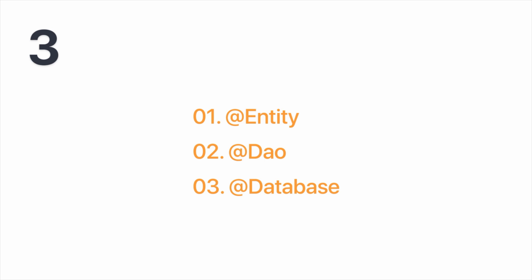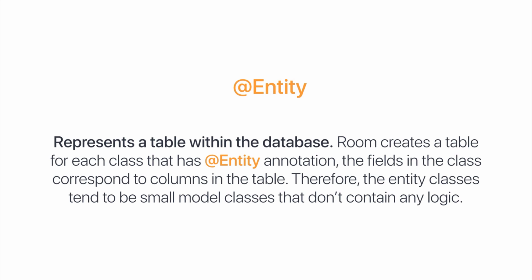So there are 3 main components of Room database. The first one, entity. So entity represents a table within the database. Room creates a table for each class that has entity annotation, and the fields in the class correspond to columns in the table. Therefore, the entity classes tend to be small model classes that don't contain any logic.